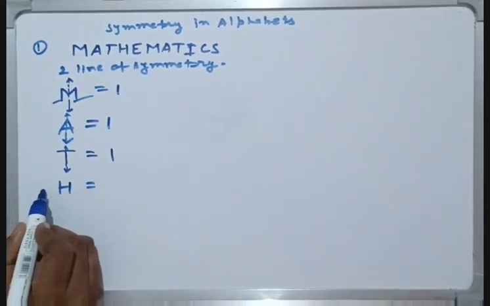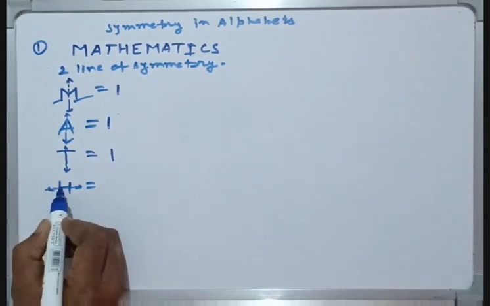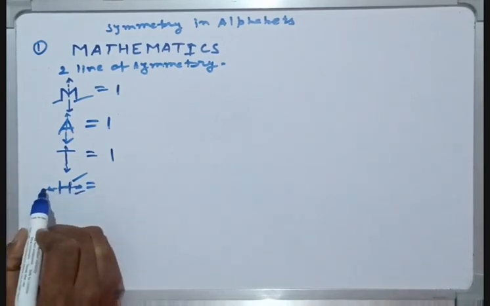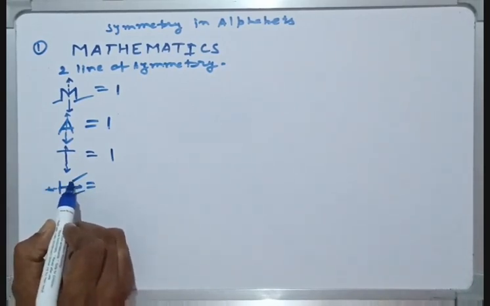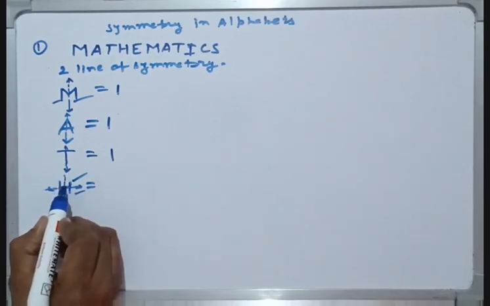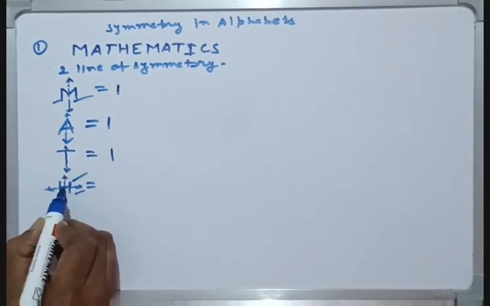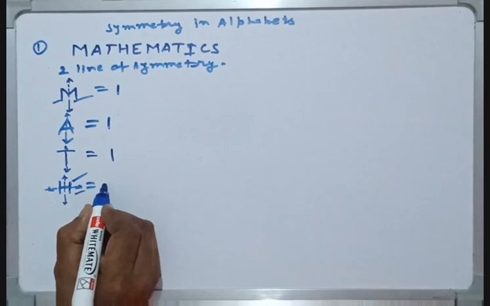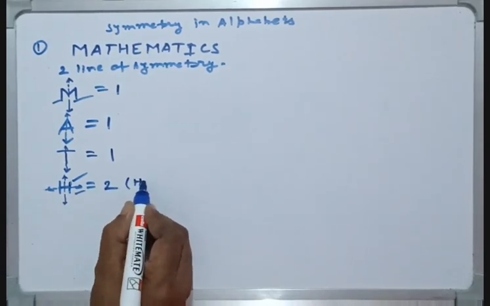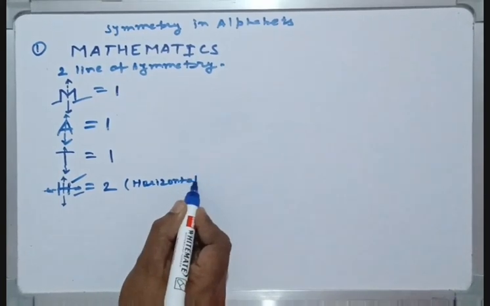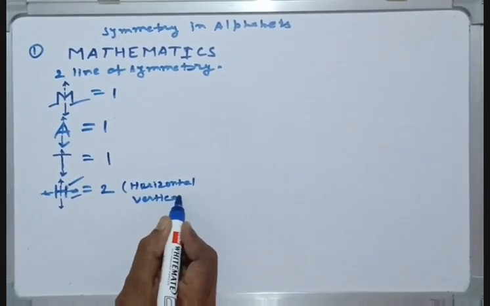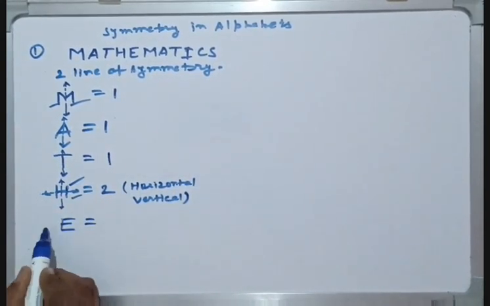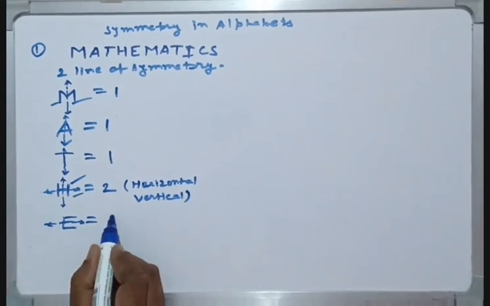Then H. H has, see, this one is a horizontal line, so the upper part is symmetrical about the lower half part, or this horizontal line divides this H into equal parts. And see the vertical one, this vertical line also divides this H into two equal half parts. So this one has two lines of symmetry, one horizontal and the second a vertical one. Now what about E? E has only one horizontal line of symmetry.